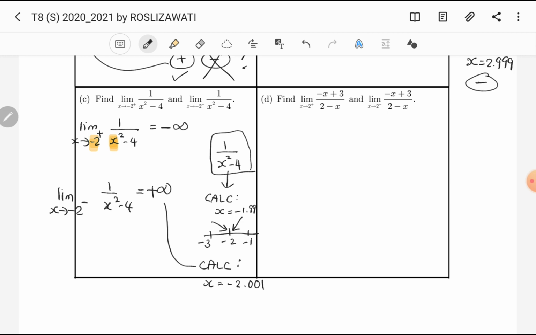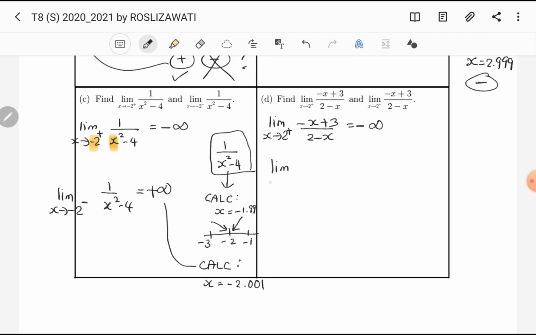Okay, and the last one for infinite limit. Okay, so we have limit negative x plus 3 over 2 minus x, x approaches 2 from positive. Okay, kalau awak ganti dulu 2 inside, awak akan dapat 3 minus 2, 1. 1 over 0. 1 over 0 is infinity. Okay, calculate lah. Kalau 2 positif, awak masuk 2.001. Okay, so awak akan dapat negatif.